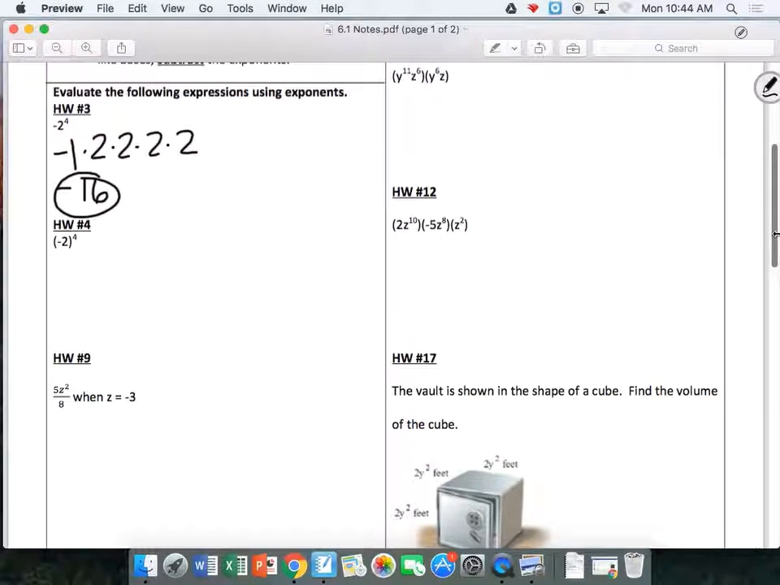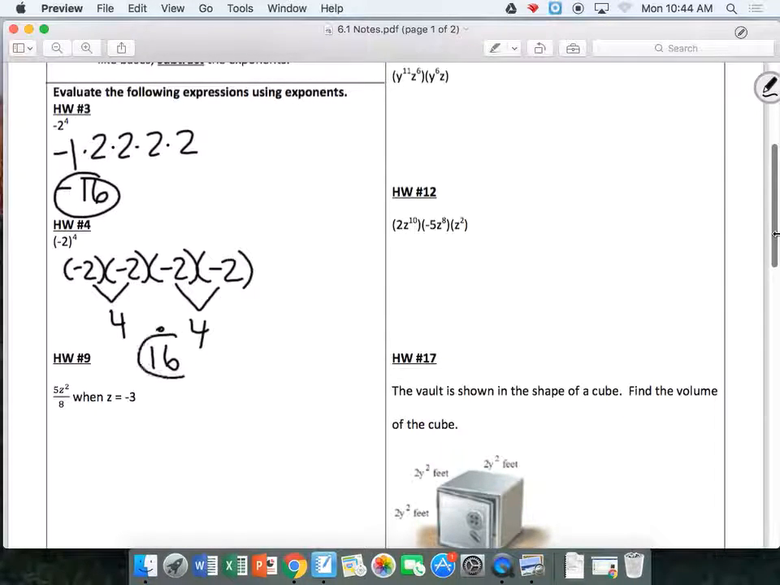And then homework number 4 would be negative 2, all of it to the 4th power, including the negative. So it's negative 2 times negative 2 times negative 2 times negative 2. These 2 negatives make a positive 4, these 2 negatives make a positive 4, and 4 times 4 is still 16. So the difference is where the negative is. On the first one, the negative is not raised to the 4th power. On the second one, it is. So be careful on those.